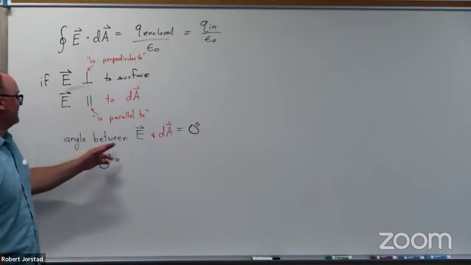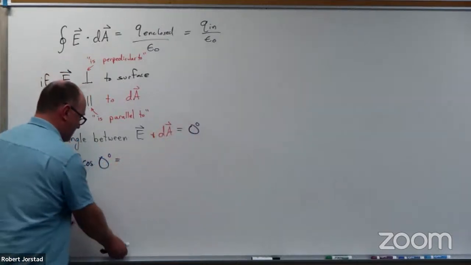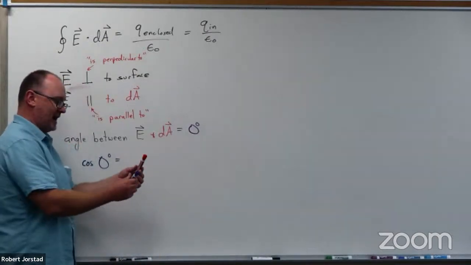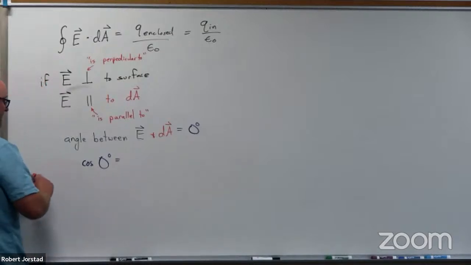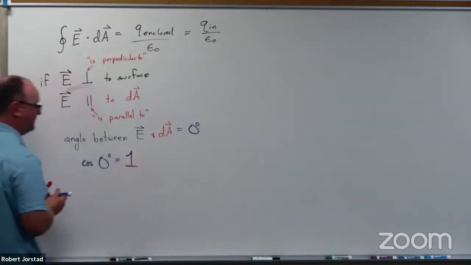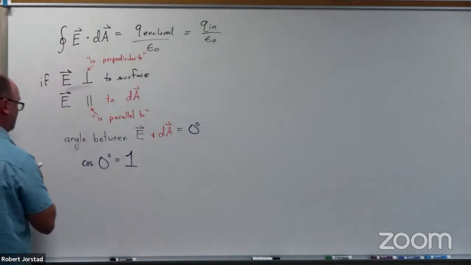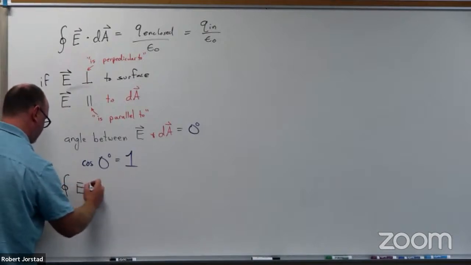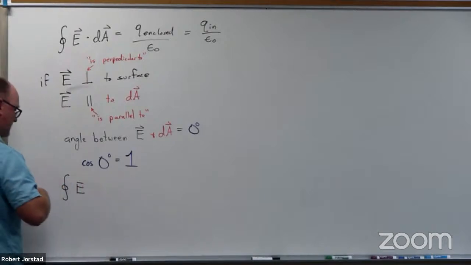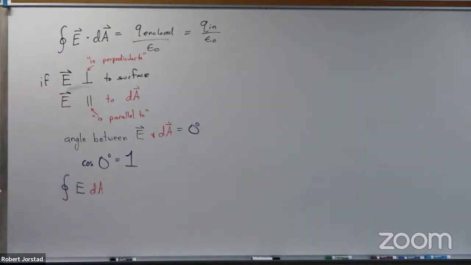Anyways, the electric field and dA will have an angle of 0 degrees between them because the electric field is pointing radially outwards, and so is the dA vector. When you have cosine of 0, that's what's equal to 1. And notice that makes this integral easier to do. We don't have to do that annoying dot product all the time. It just becomes E times dA. All right?